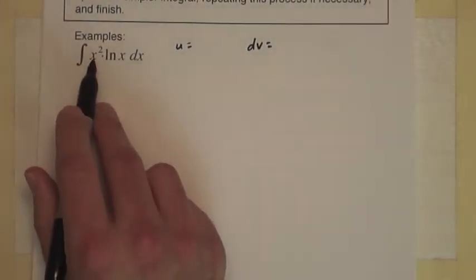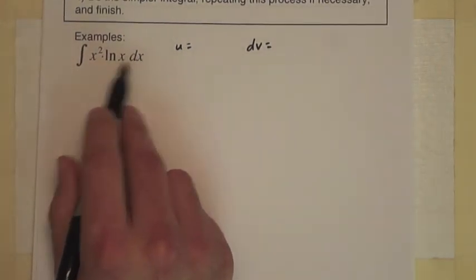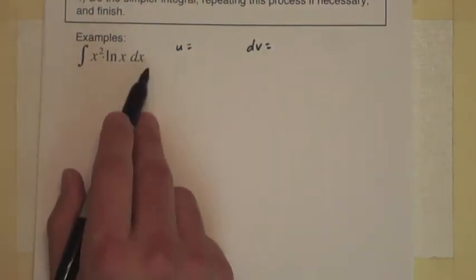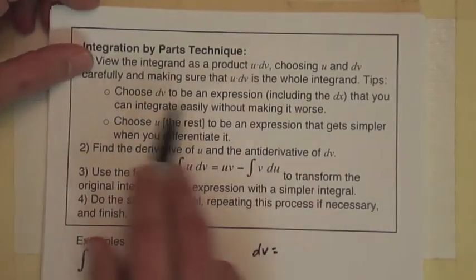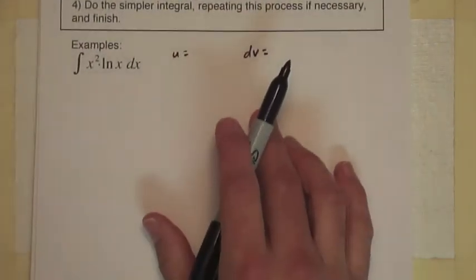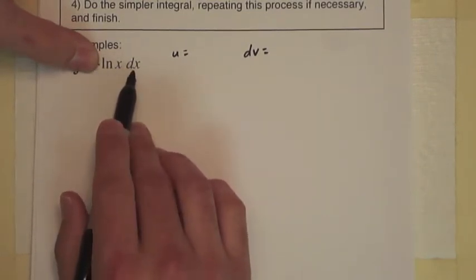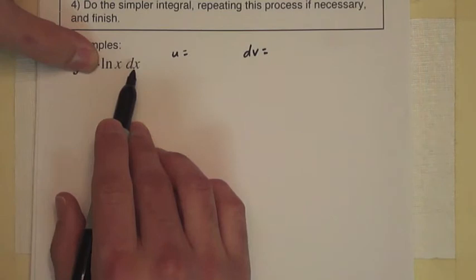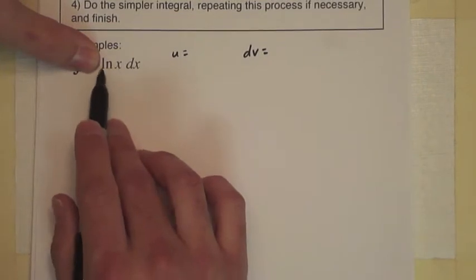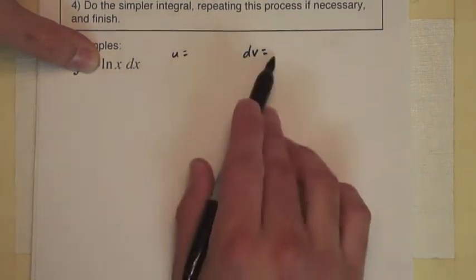Well, our u could be x squared and the dv could be ln x dx, or our u could be ln x and our dv could be x squared dx. So how do we know which one to pick? Well, follow these tips. dv should be an expression that you can integrate easily without making it worse. If you choose dv to be ln x dx, for example, can you integrate that easily without making it worse? No. This, in and of itself, the antiderivative of natural log x, is a tricky problem, which we're going to do in a minute, but it's not obvious what that is. So that's a poor choice for dv.